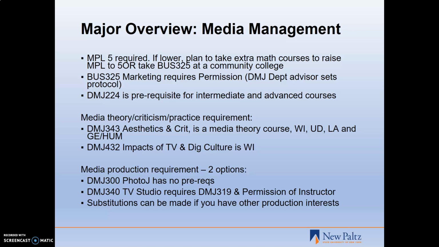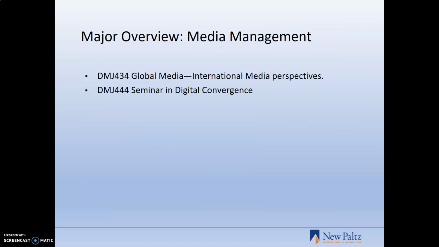It has a media production requirement. You get 2 options. DMJ 300, which is photojournalism, that has no prerequisites, and DMJ 340, TD studio production, which requires DMJ 319, writing for digital media, and permission of instructor. Substitutions can be made if you have other production interests. You just need to work with your advisor to make sure what you're taking will count and to help you get into the classes you're interested in taking. Always being mindful of prerequisites and restrictions.